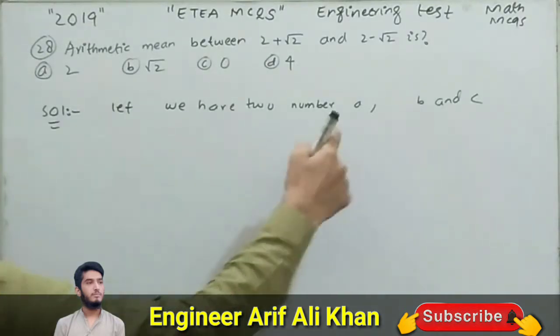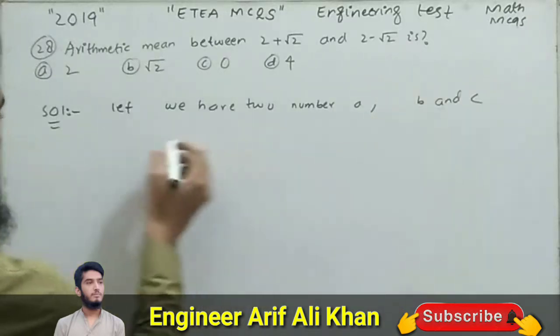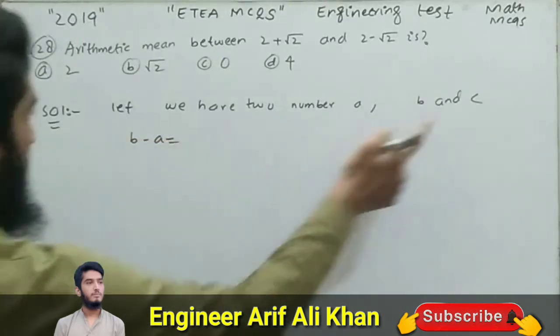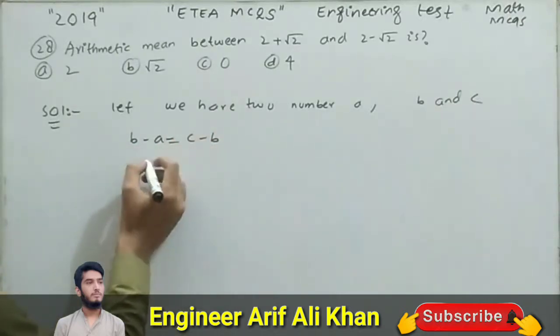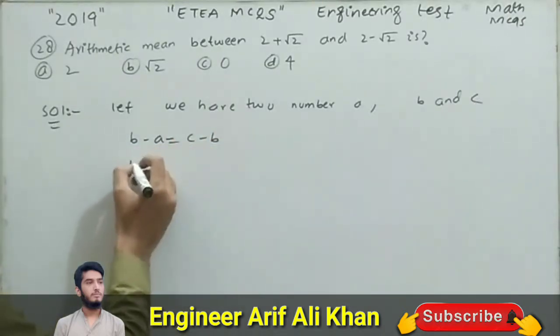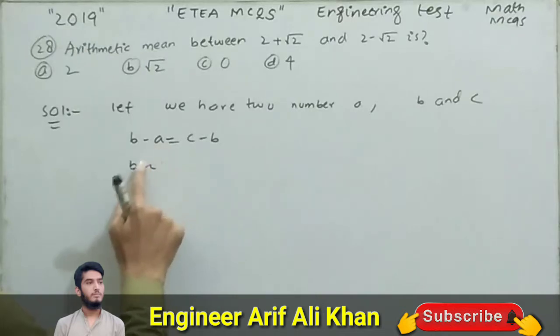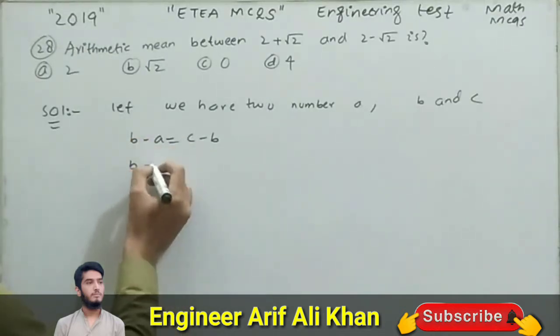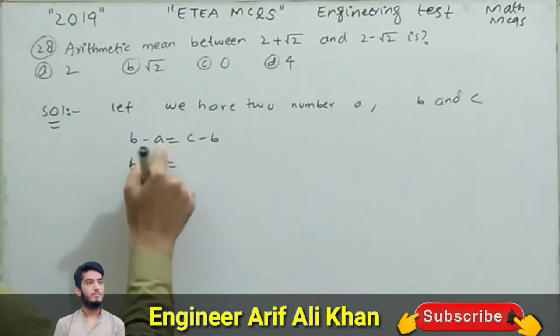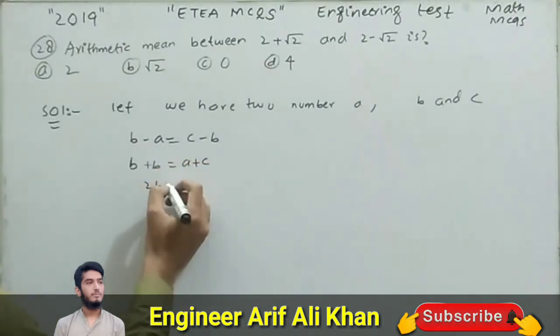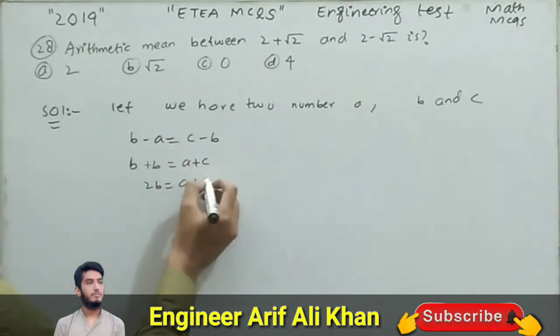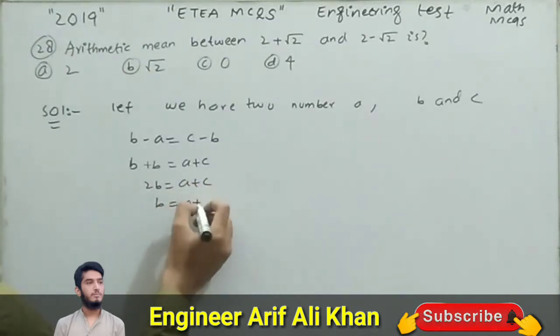So the common difference between these three will be the same. So B minus A should be equal to C minus B. Shift minus B to this side and minus A to this side. So it becomes B plus B, shifting minus B to this side, it becomes plus B, and shifting minus A to the right hand side, it becomes A plus C. So B plus B gives us 2B and A plus C. So our B will be A plus C by 2.